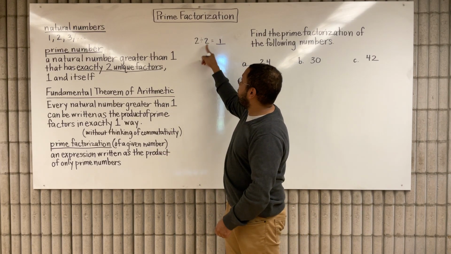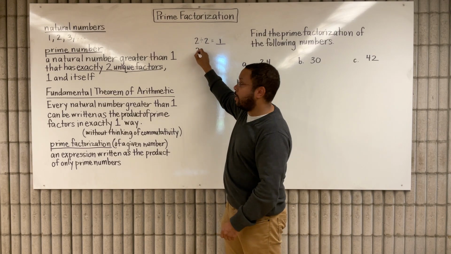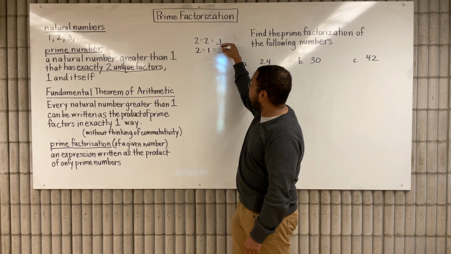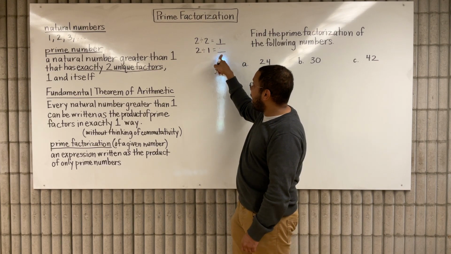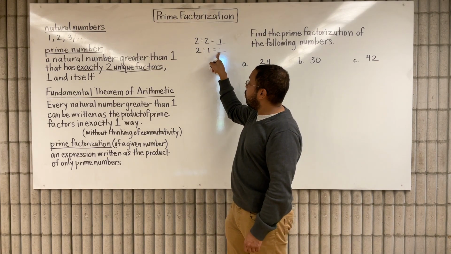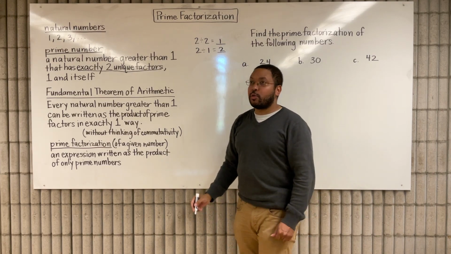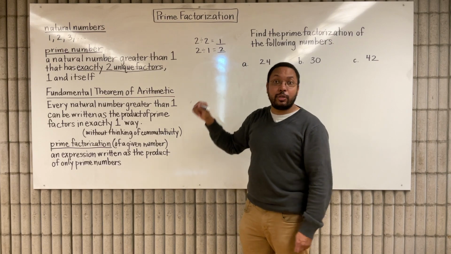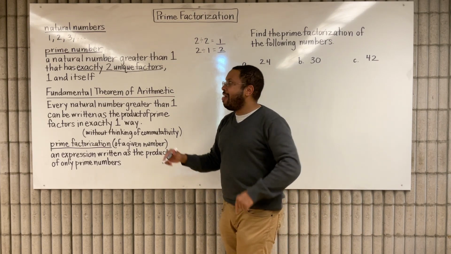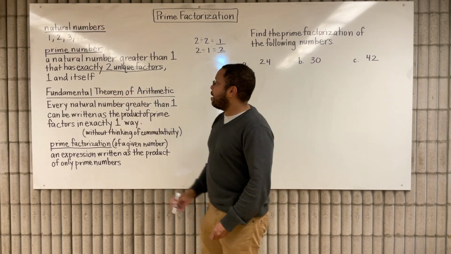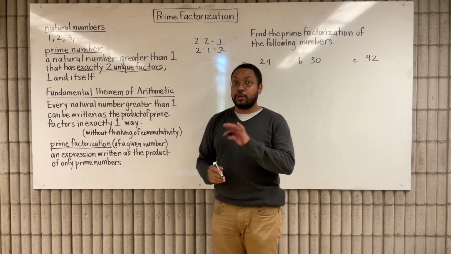I could rewrite this order right here because of the commutative property of multiplication. And I could say what number times 1 equals 2? That's 2, okay? So the only factors that divide 2 are 1 and itself. That's what makes it a prime number, okay? So prime numbers have exactly 2 unique factors.